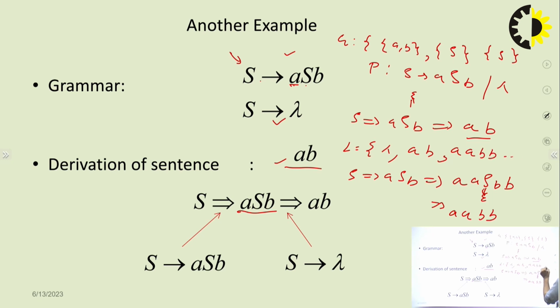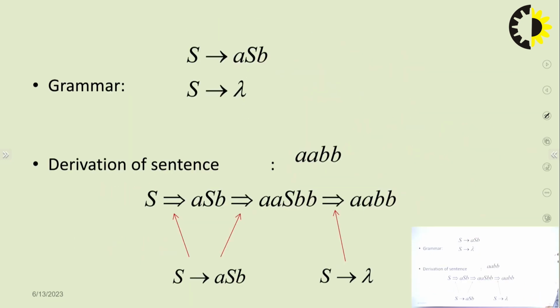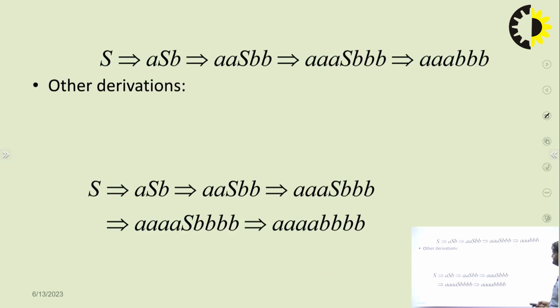Is the language finite or infinite? The language is infinite. The same number of A's and the same number of B's will be generated for a given grammar. That is the derivation. There are the same number of A's and B's. The number of A's is equal to the number of B's.